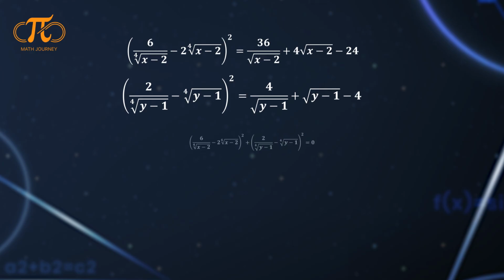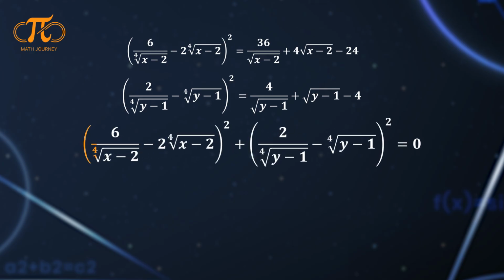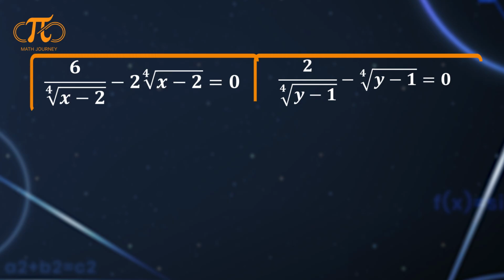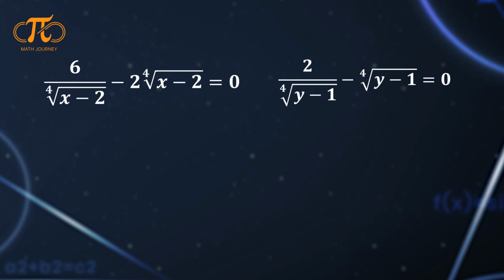So, rewriting the equation, we get 6 divided by the fourth root of x minus 2, minus 2 times the fourth root of x minus 2, squared, plus 2 divided by the fourth root of y minus 1, minus the fourth root of y minus 1, squared, equals 0. Notice that both terms are squares and their sum is 0. The only way the sum of two squares can be 0 is if each square individually is 0. So, we set each square equal to 0.